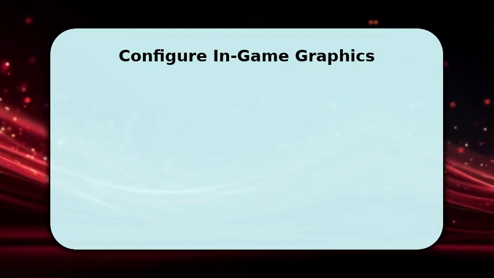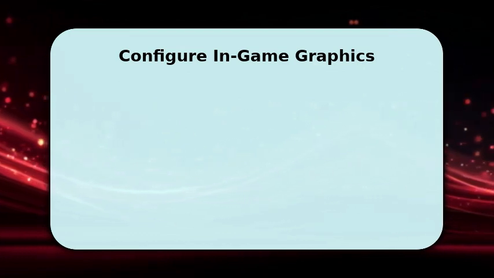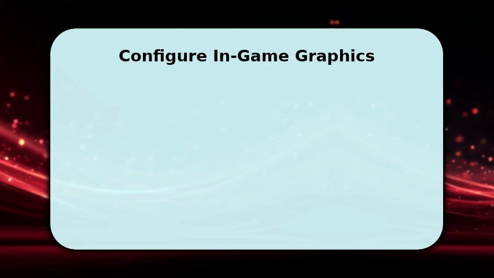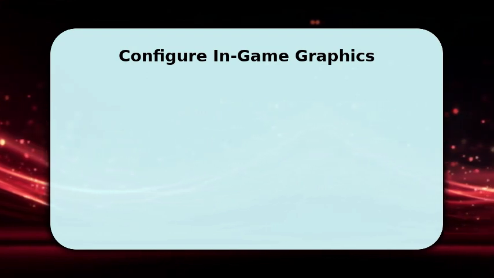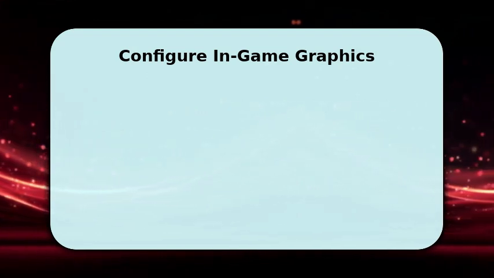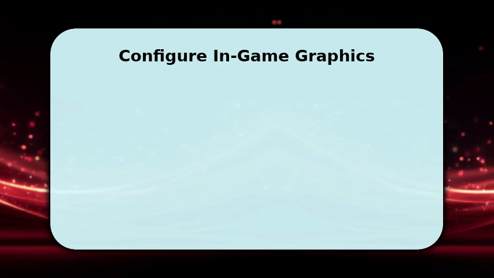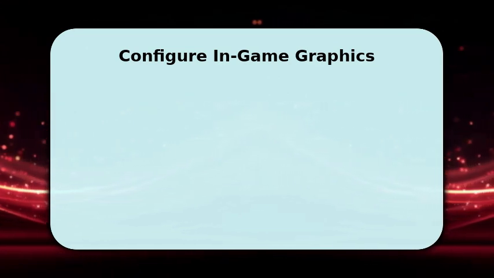Turn MSAA off or use FXAA for less cost. Keep VSync off for lower input lag unless tearing is an issue. Once these changes are applied, test with a short in-game run to observe FPS and RAM usage.